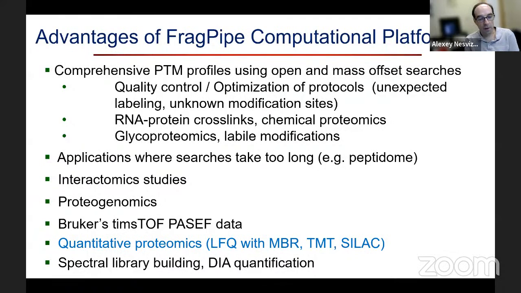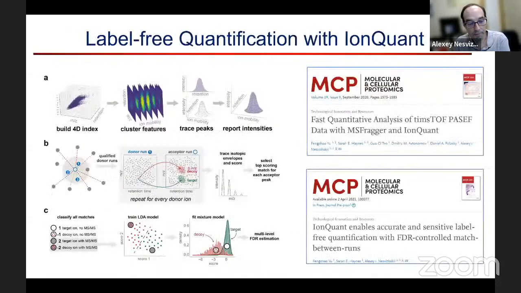So now let's move to quantitative workflows in FragPipe, and we'll talk about label-free quantification first, and then TMT. I don't think I'll talk about SILAC, and I'll conclude with some comments on our DIA efforts and what we have now, which is actually really great. So label-free quantification. We developed a key tool called IonQuant.